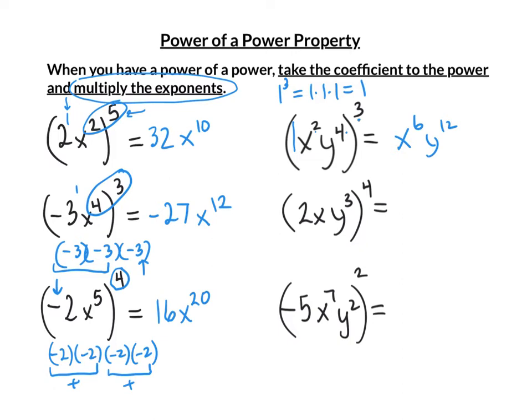2x y cubed to the fourth. 2 to the fourth power is 16. 2 times 2 times 2 times 2. This is x to the first to the fourth power. Multiply your exponents. 1 times 4 is 4. X to the fourth. And y cubed to the fourth is y to the 12th. And the last example, negative 5 squared is negative 5 times negative 5. That's positive 25. X to the 14th, y to the 4th.